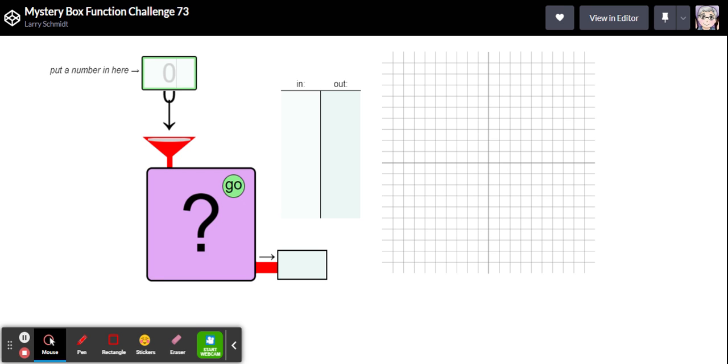I'm going to put in a 0. Okay, 0 gives us -5. Let's try a 1. And 1 gives us 0. Okay, so pretty steep line if that's a line. Let's try a 2.